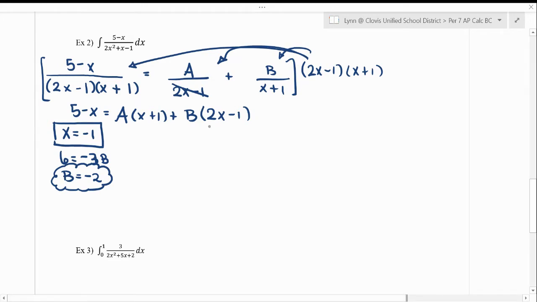All right, so then now I want to do another value. So again, I could do any number I want, right? So what would make this 0 is actually 1/2. So I could choose 1/2 if I wanted to, but that seems kind of like, do I really want to plug 1/2 into all of this? And I don't. So I'm just going to let x be 0 this time.